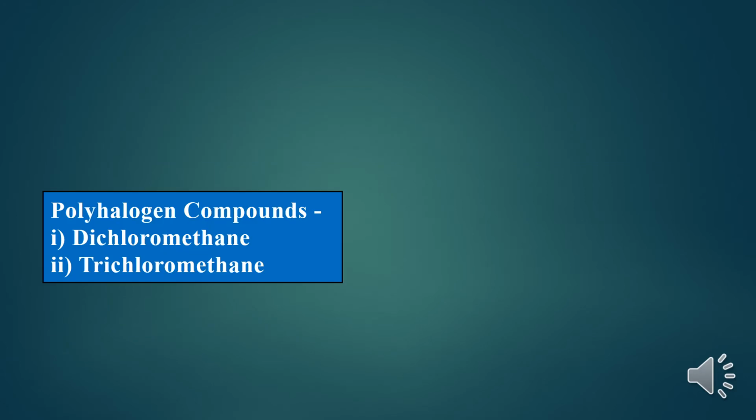Next one, polyhalogen compounds. The last concept of haloalkanes and haloarenes, that is polyhalogen compounds. In that, first one dichloromethane and second one trichloromethane.